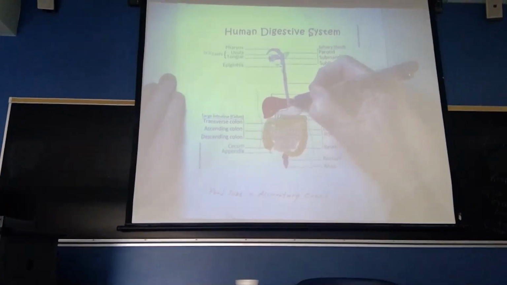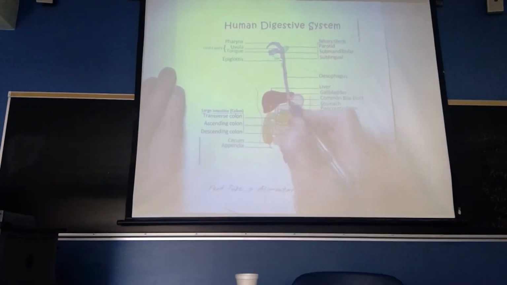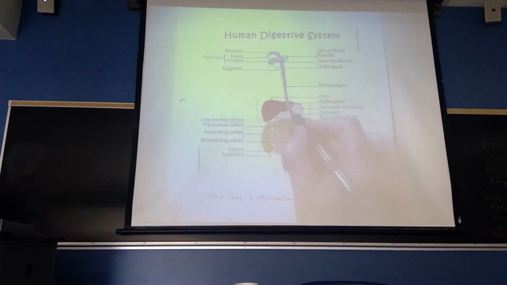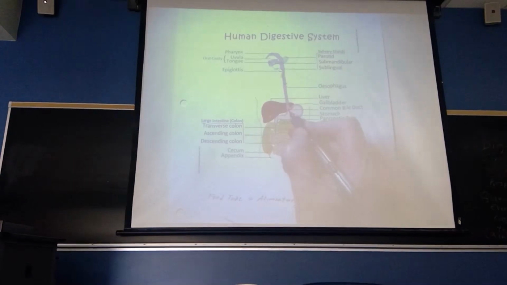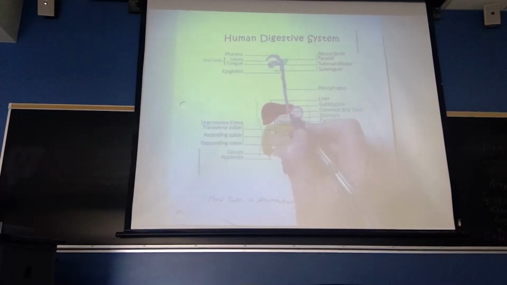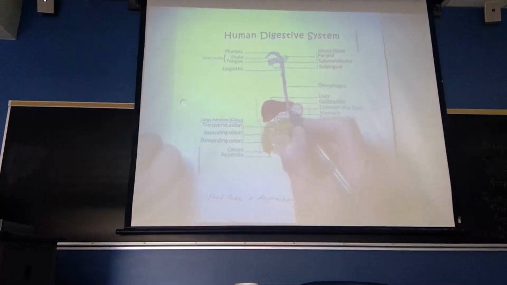And it goes down here to a valve. A valve is like a flap that opens and closes. And people who have gastric reflux and hiatal hernias, things of that sort, this valve doesn't close completely right, and you have backup of acid from the stomach into the esophagus.